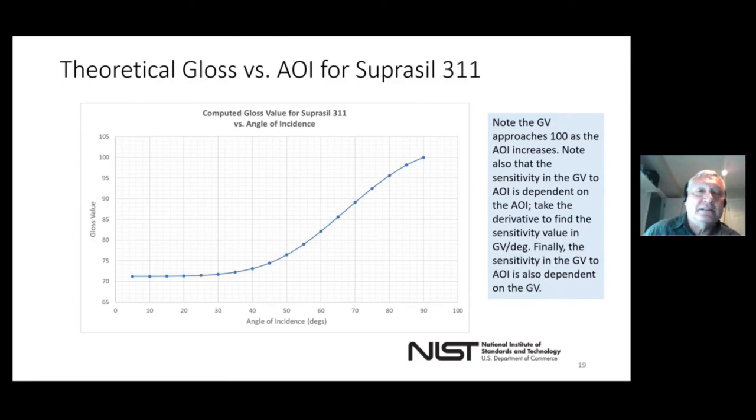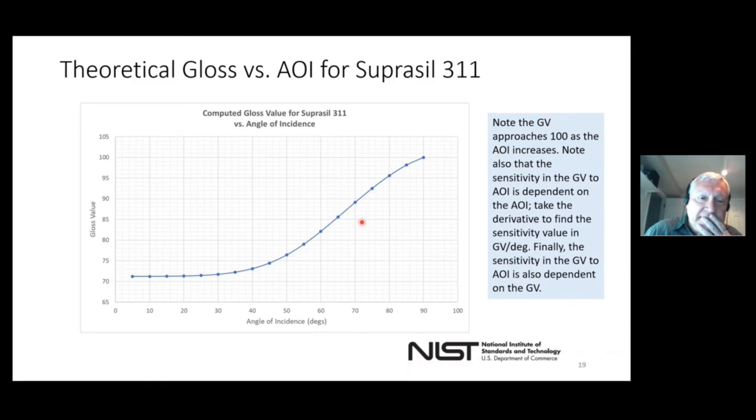So here's the calculated gloss for the Supercell 311 for any angle of incidence, and not just for the three standard geometries. You can see that the gloss approaches 100 as the angle of incidence increases. And also note that the sensitivity in the gloss value to the angle of incidence can be determined directly by taking the derivative of this curve. The sensitivity looks to be about a maximum at about 85 degrees for this particular gloss sample.